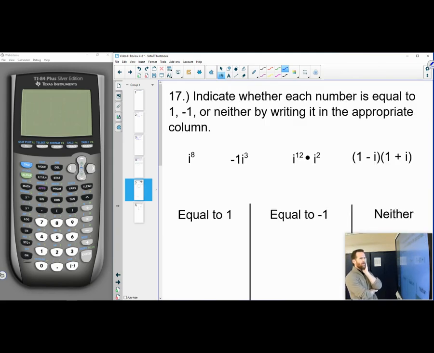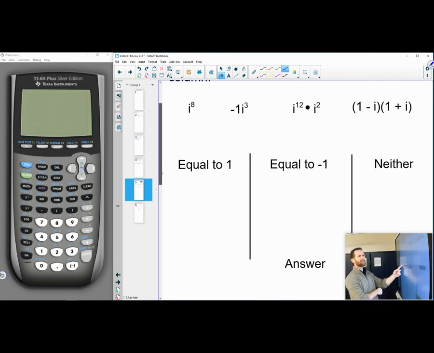Number 17, indicate whether each number is equal to 1, negative 1, or neither by writing it in the appropriate column. Okay, so basically we just have to sort these four: i to the 8th, negative 1 times i to the 3rd, i to the 12th times i squared, and 1 minus i times 1 plus i, into the appropriate category. So we'll start with i to the 8th.